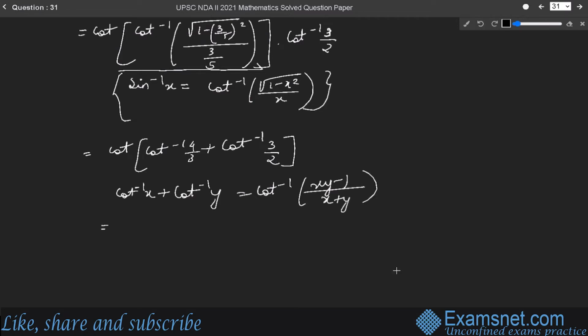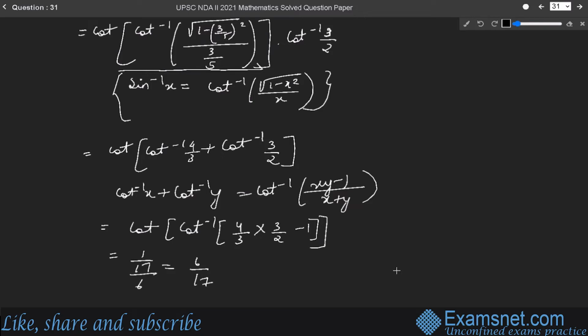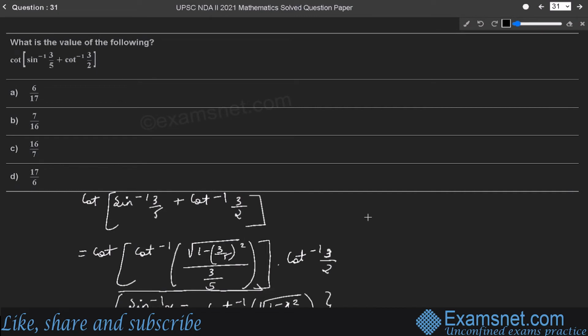So applying the formula here, it will be cot of cot inverse of (4 by 3 into 3 by 2 minus 1) upon 17 by 6, which is equal to 6 by 17. So 6 by 17 is the value for the given trigonometric expression. Therefore, the correct option here is option number A.